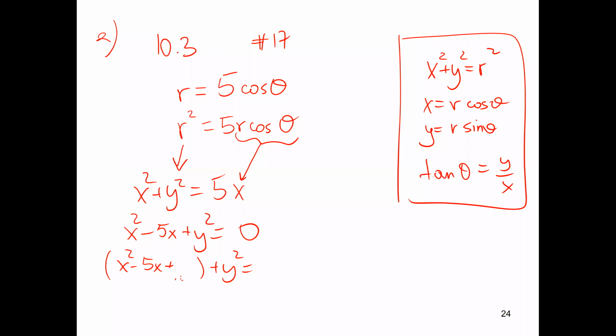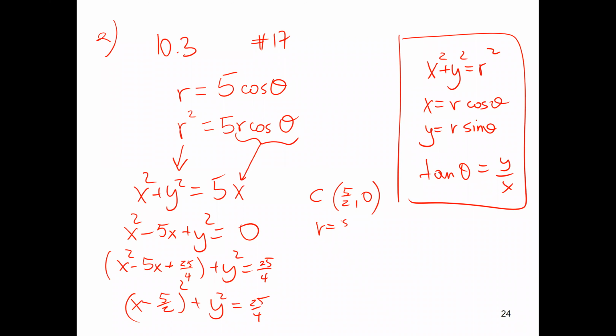I have to add the third number to complete the square. The third number is the coefficient of x, which is 5, divided by 2 and squared, which will be 25 over 4, and then adding the same number on the other side. Then we have (x minus 5 over 2) squared plus y squared equals 25 over 4. This means that the circle is centered at (5 halves, 0), and the radius is also 5 halves.